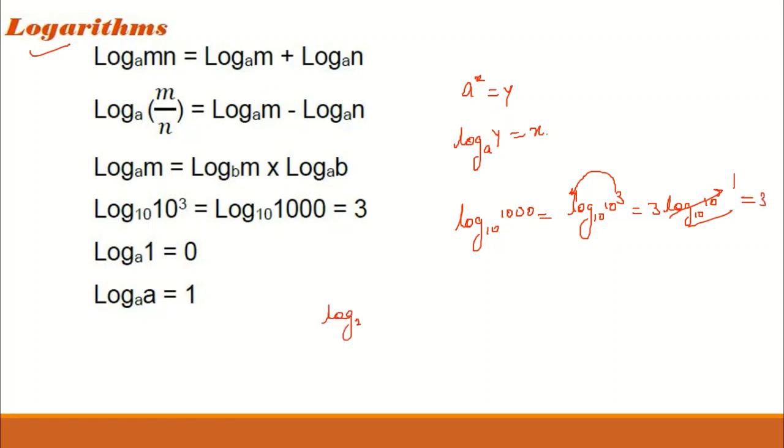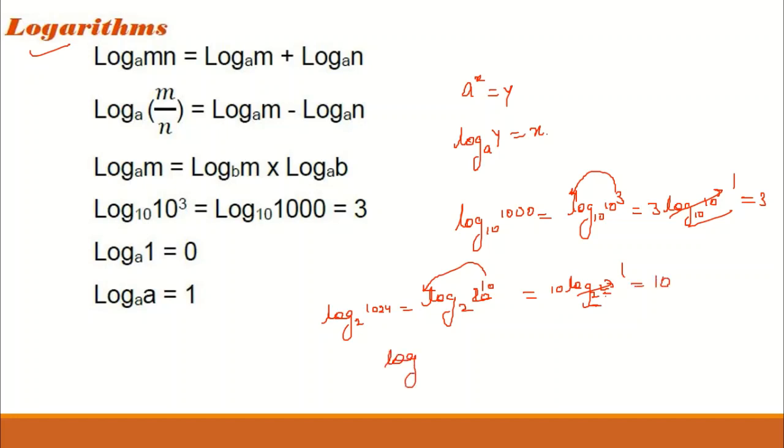Next, if it is log base 2 of 1024, then to calculate it, it will be log base 2 of 2 to the power 10. So the 10 will come ahead, it will be 10 log base 2 of 2, and since the base and this number are the same, hence the answer will be 10 itself.